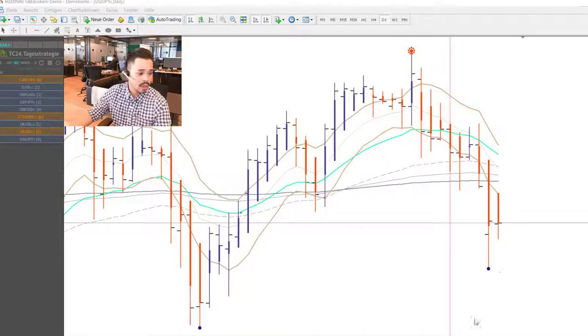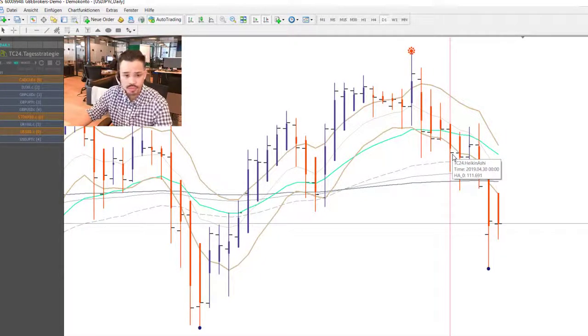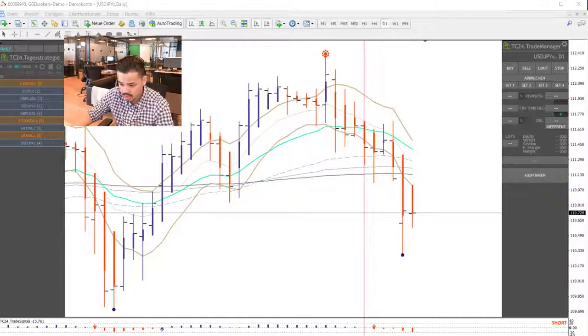We will have a look at our daily strategy with our daily trade radar. I will show you guys where the possible entries are. One moment, I need to set it up. I hope you guys can see it better now.